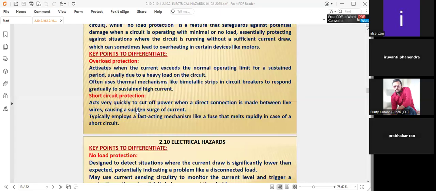It typically employs a fast-acting mechanism like a fuse that melts rapidly in case of short circuit. Normally, many people think that if the fuse has three wires or three strips, it will take care of the withstand. No, in a fuse the number of strips should be very small, three or two only. Normally, people put six wires and make the electrical fuse strong. No, the electrical fuse should be very weak.